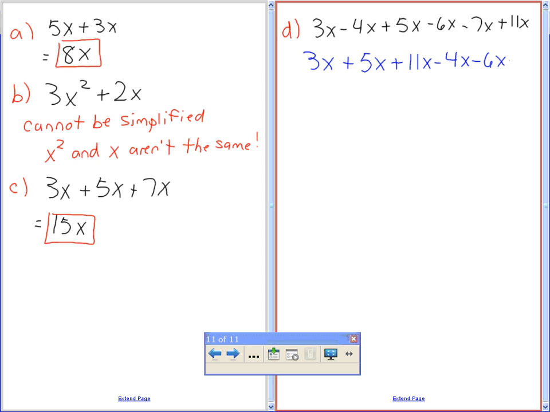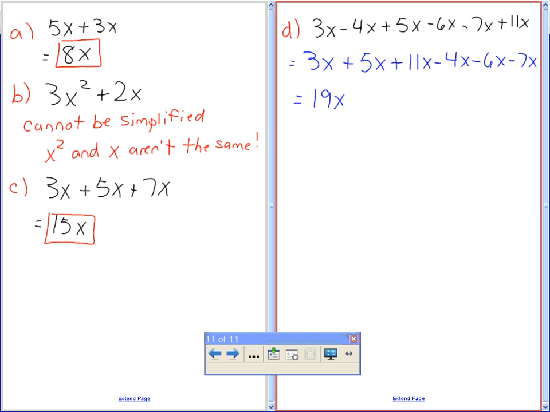You don't have to, but I'm going to do it like this. Why is it sort of nicer to put all the pluses and all the minuses together? Integers bug me, even as a math person, but for a grade 9 they would. This is easy to add up now. 3 plus 5 plus 11 should be 19x.